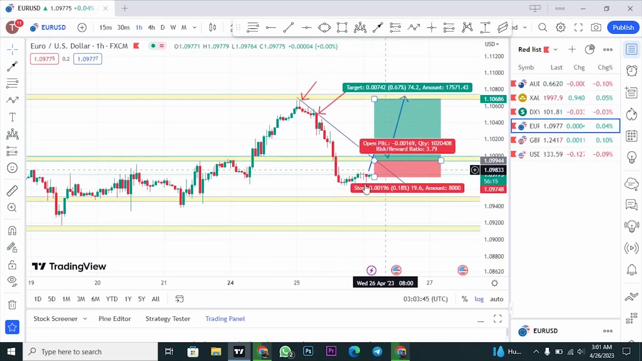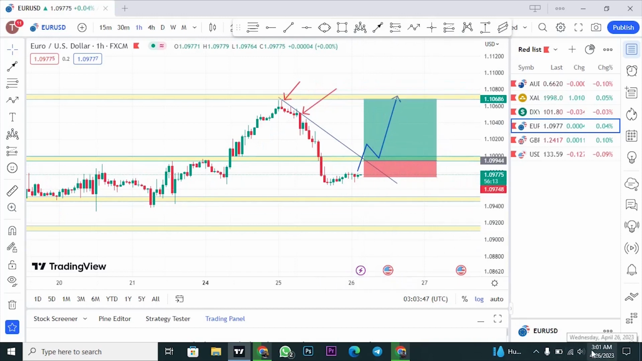But you can see now I am analyzing the market and it's actually 3:01 a.m. in the morning. You can see I'm trying to bring you guys a quick update so that you also know what's really happening in the forex market.